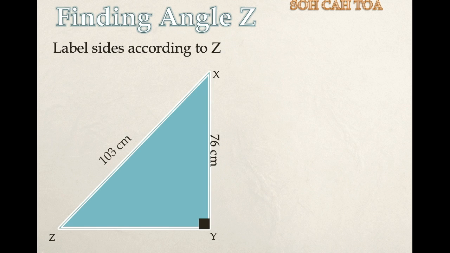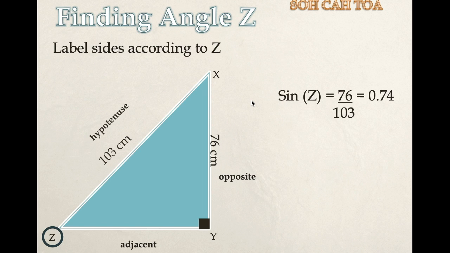I'm first going to start with finding angle Z. That's what I decided I was going to do, and so I was going to label my sides according to it. Now, I don't have my adjacent side right now, and I only have the opposite and the hypotenuse, so I'm sure you can guess that I'm going to use sine. Sine tells me that opposite over hypotenuse is equal to 0.74. But once again, I don't want the sine, I want the actual angle measure, so I'm going to use arcsine to find that the angle measure is actually 48 degrees.